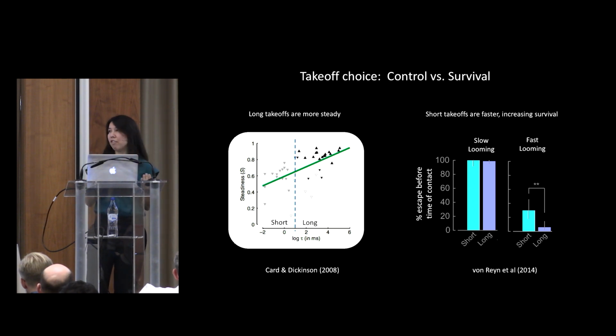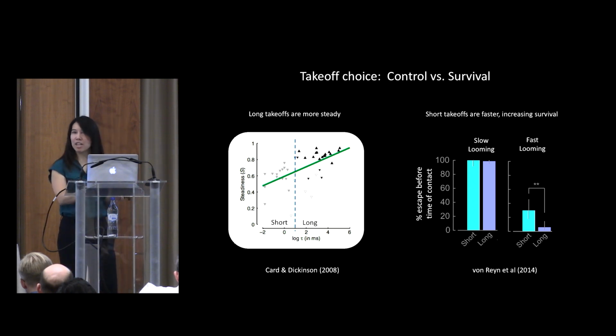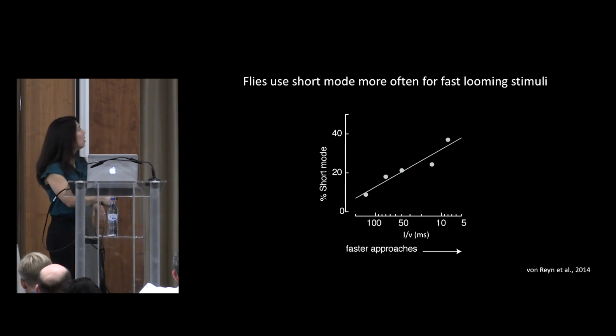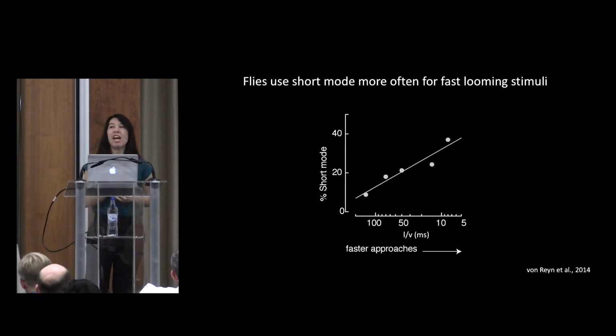So this choice, long or short, to put your wings up or not, is really a matter of trading off control for survival to the fly. And in fact, that is what the fly does. So if we look across speeds of loom, we can see that for slower looming stimuli, slower approaches, fewer flies are electing to use that short mode. And as the looming speed increases, more and more flies decide to use that short mode to take off, as you might expect from this kind of trade-off.